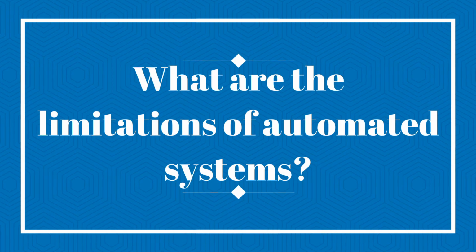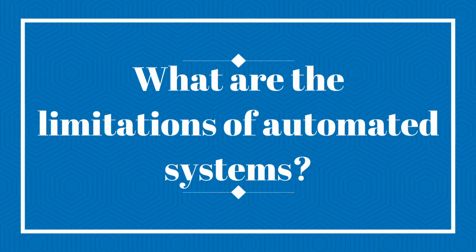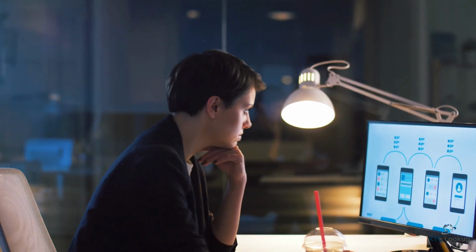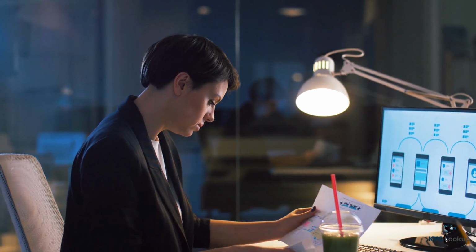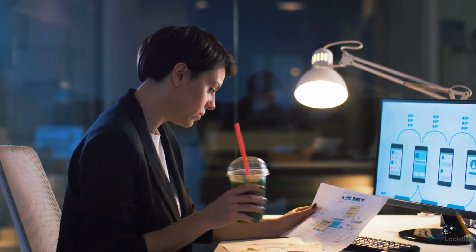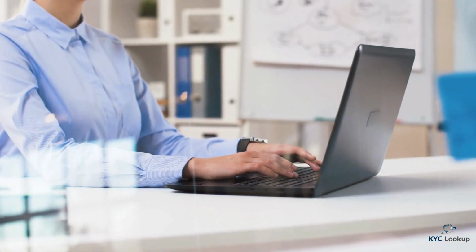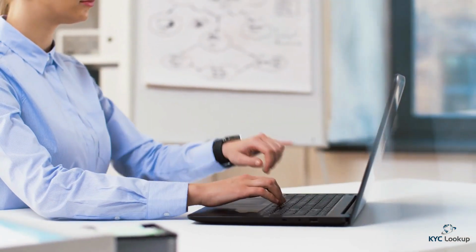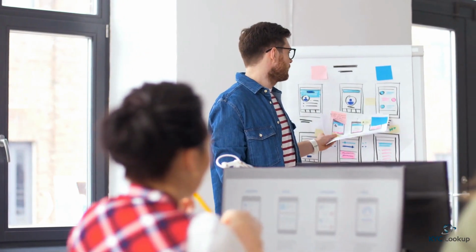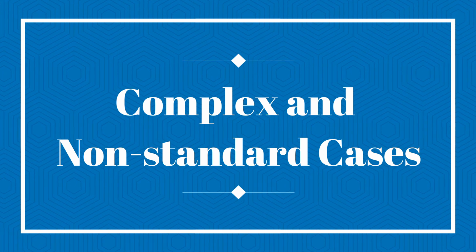What are the limitations of automated systems? Automated systems have greatly improved the efficiency and accuracy of the Know Your Customer (KYC) process. But there are several limitations to these systems, and certain nuances require the expertise of human experts. Here are three of the limitations of automated systems and the nuances that only humans can capture in the KYC process. Complex and non-standard cases.